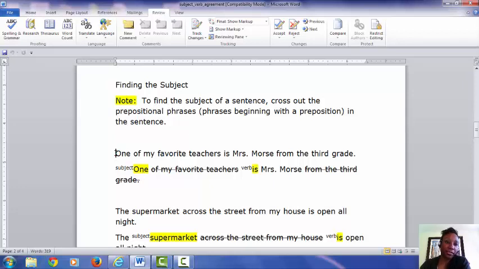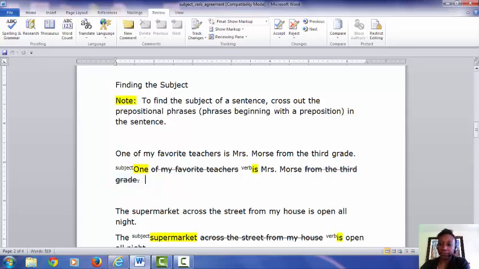Here is the sentence. One of my favorite teachers is Mrs. Morris from the 3rd grade. What is the subject of the sentence? Is it Mrs. Morris? Is it teachers? Is it one? Is it 3rd grade? How do you know? Well, you cross out the prepositional phrase. Of my favorite teachers, we have to cross that out because that's a prepositional phrase. And then from the 3rd grade, we cross that out because that is a prepositional phrase. So who or what is the sentence about? One is the subject of the sentence, and the verb is is.